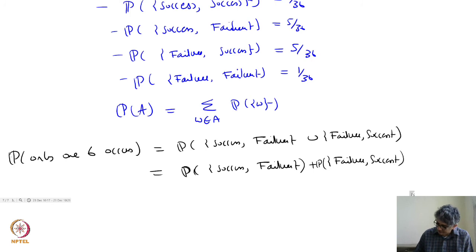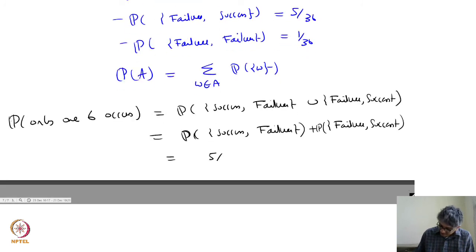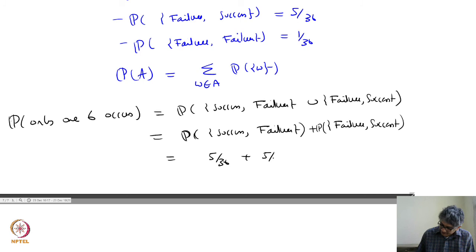Because they're mutually exclusive, and we know each of these is 5 over 36, plus 5 over 36, which is 10 over 36. So it's another way of doing the example.